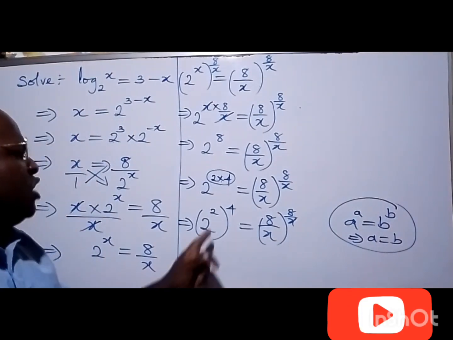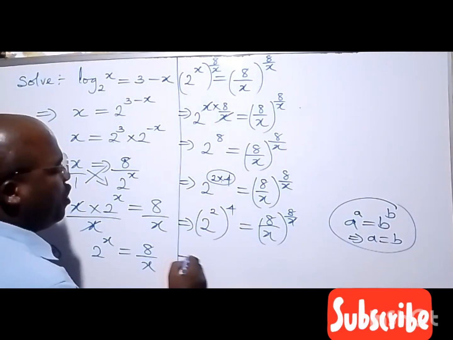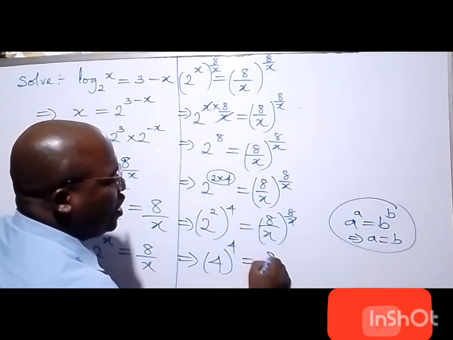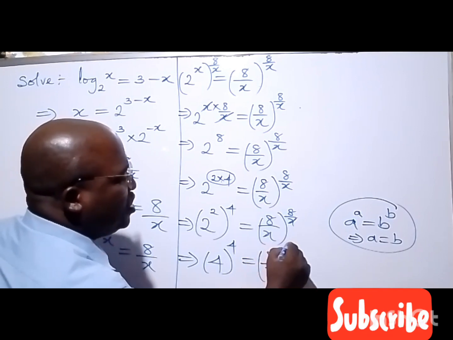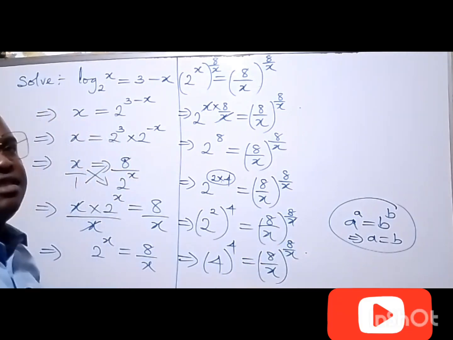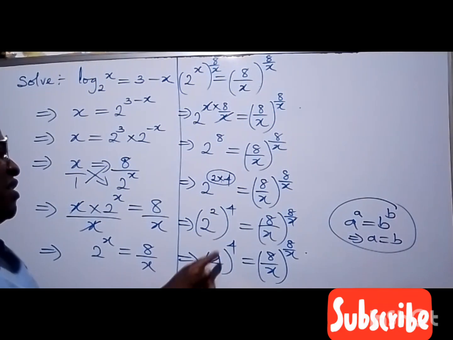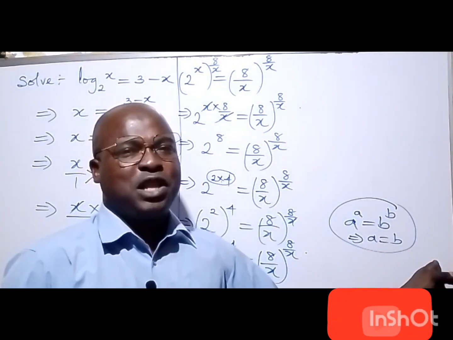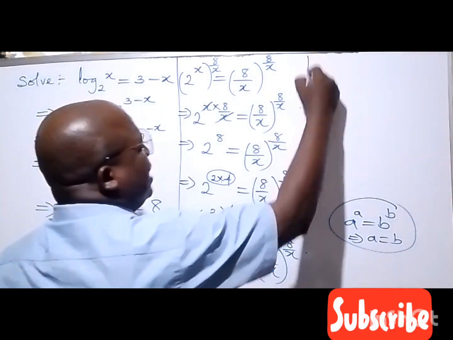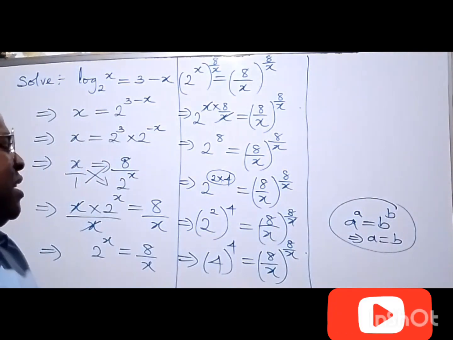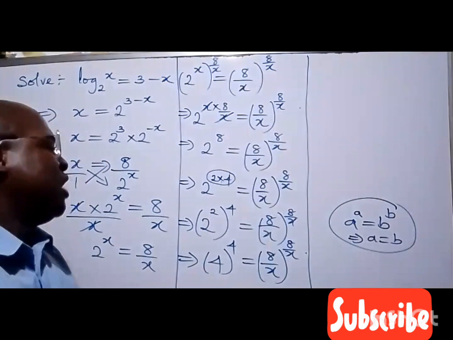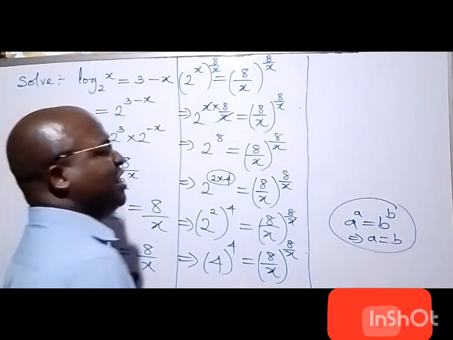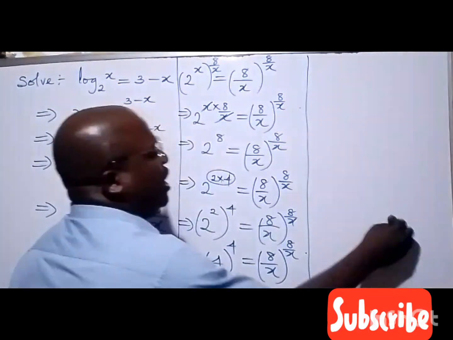But look at this. 2 raised to power 2 is 4. That means we automatically have 4 raised to power 4 is equal to 8 over x, everything raised to the power of 8 over x. So as you can see, the base and power on the left hand side are now the same. I can now continue with this particular law. I can equate any of them together. I may decide to equate the powers together, and I can also decide to equate the bases together. At the end of the day, I will arrive at the same answer.